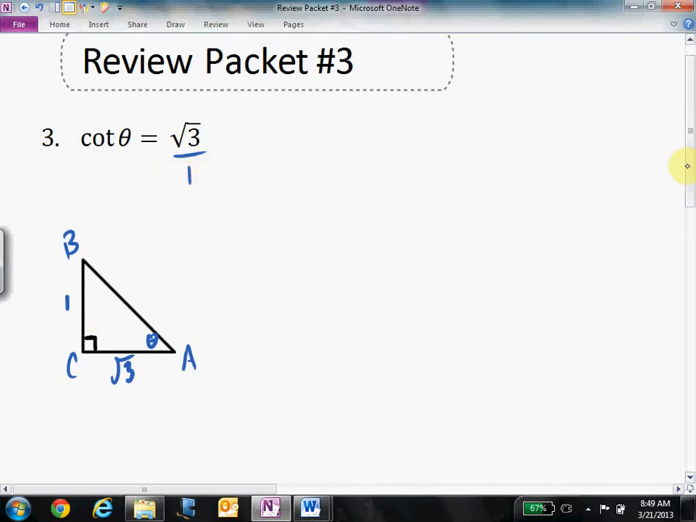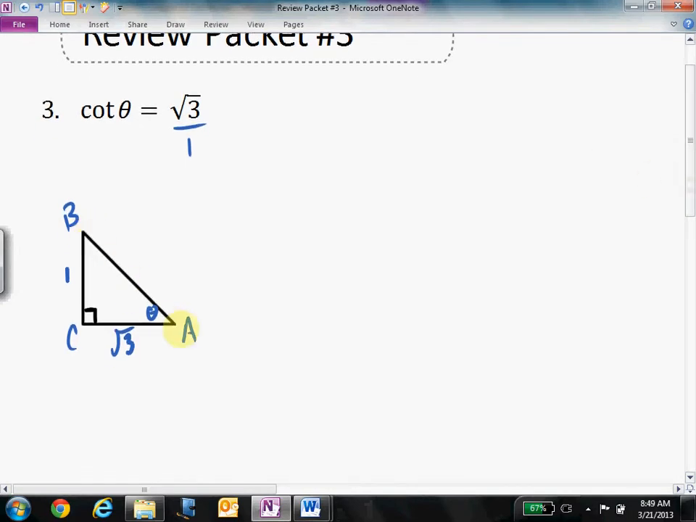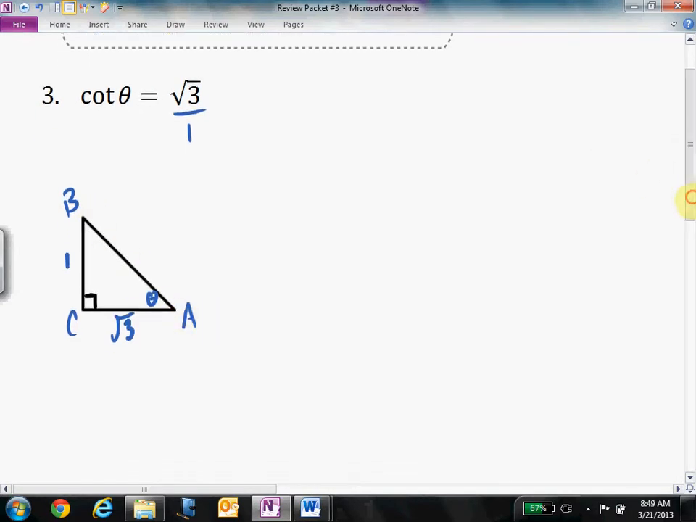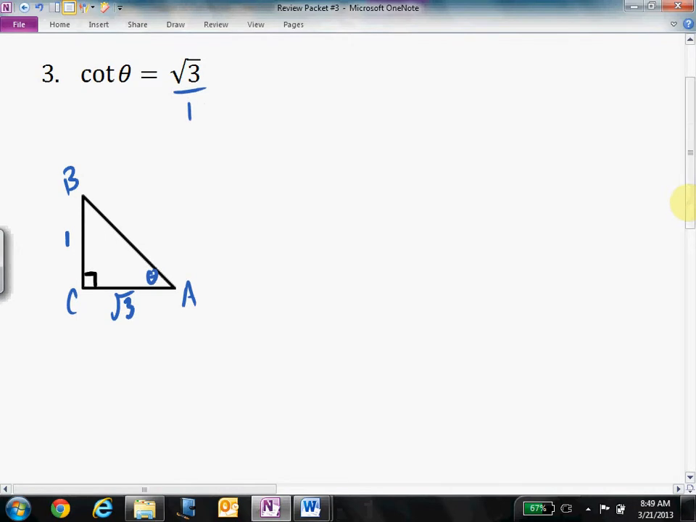And just as we did in the previous 2 problems, we can't build our trig ratios until we find the third side. In this case, it's the hypotenuse. So I'm going to use the Pythagorean theorem to find the hypotenuse. The Pythagorean theorem is a squared plus b squared equals c squared. A squared in this case is 1. So I have 1 squared plus the square root of 3 squared is equal to c squared.